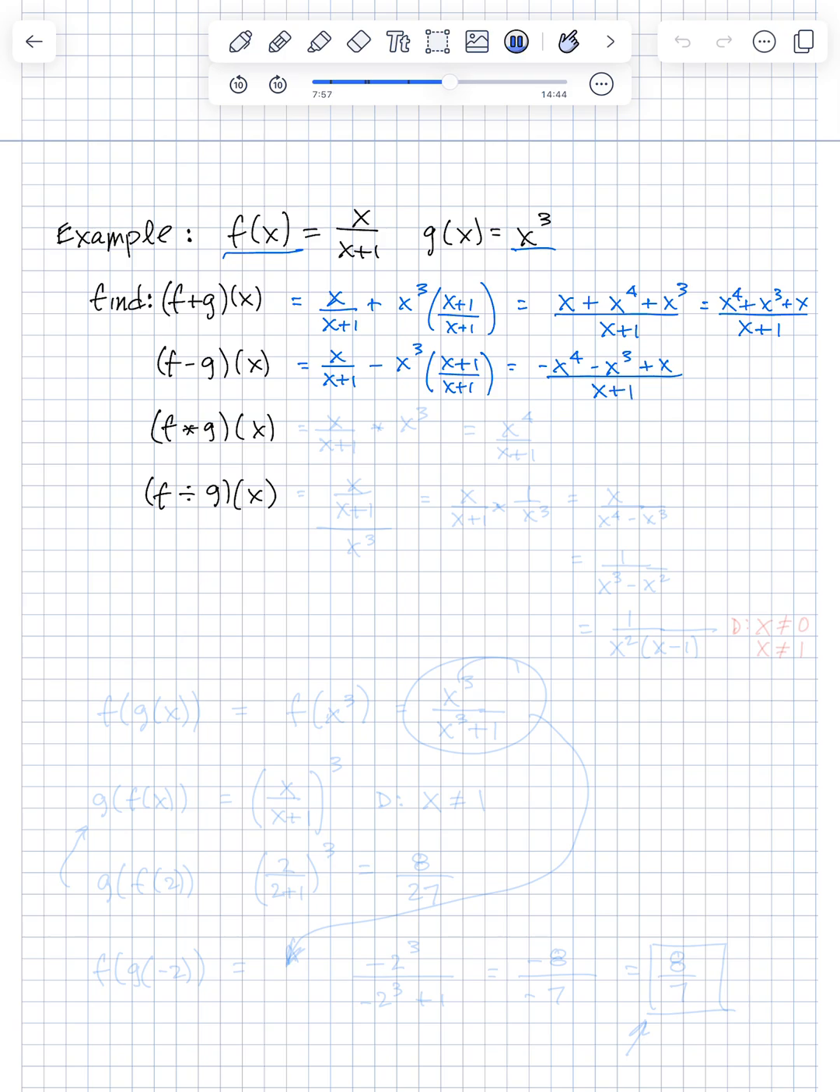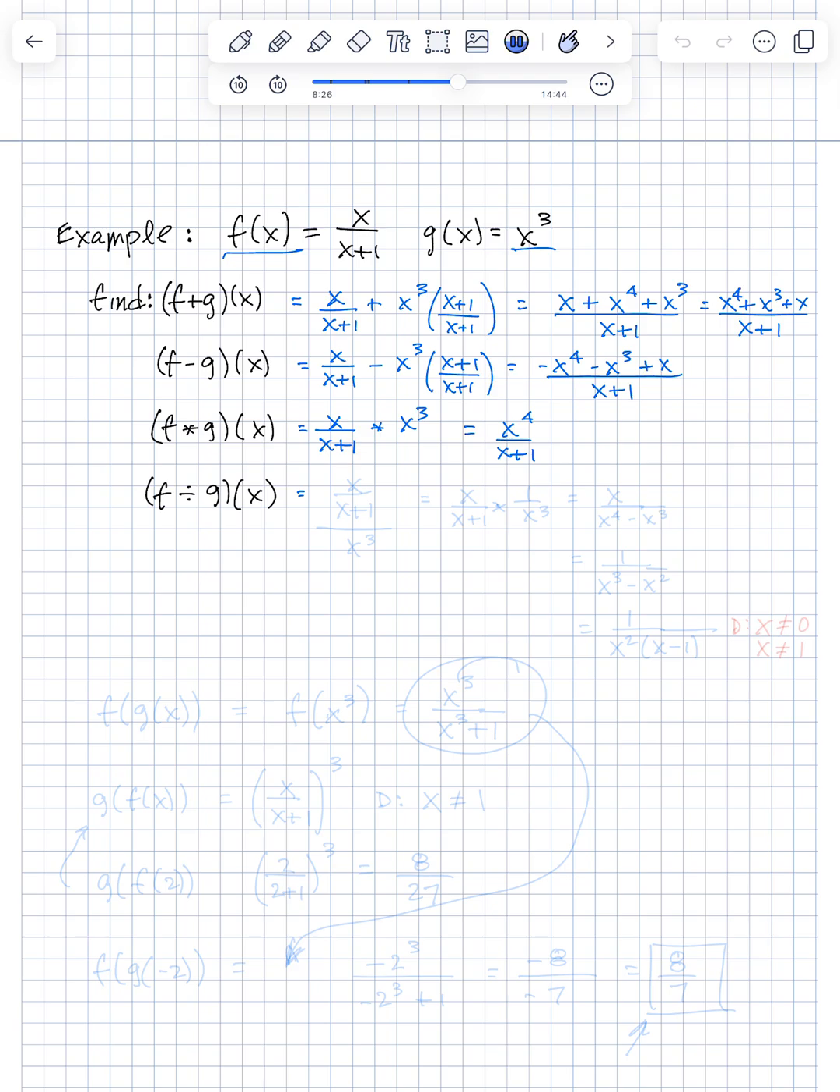All right, so now let's do f times g of x. All right, so we have x over x plus 1 times x cubed. Well, this is an easy one. X to the fourth over x plus 1.